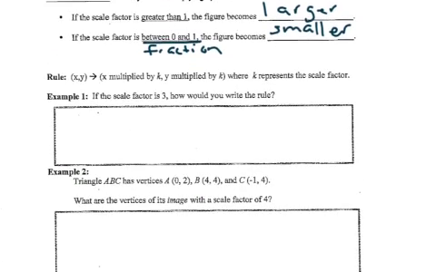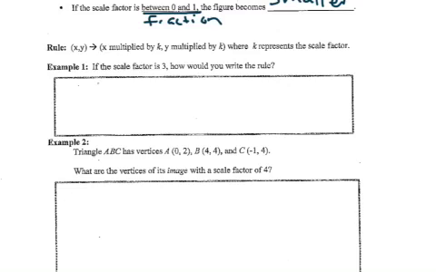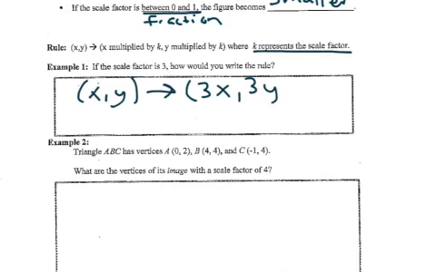So if we get into our first example, it talks about a rule. It says x multiplied by k, y multiplied by k, where k represents the scale factor. So remember, this is what I was talking about. The letter k will always represent our scale factor. So if the scale factor is 3, how would you write the rule? Well, remember we had x comma y to begin with, and if we're multiplying each of those by a scale factor of 3, this would just become 3x comma 3y.